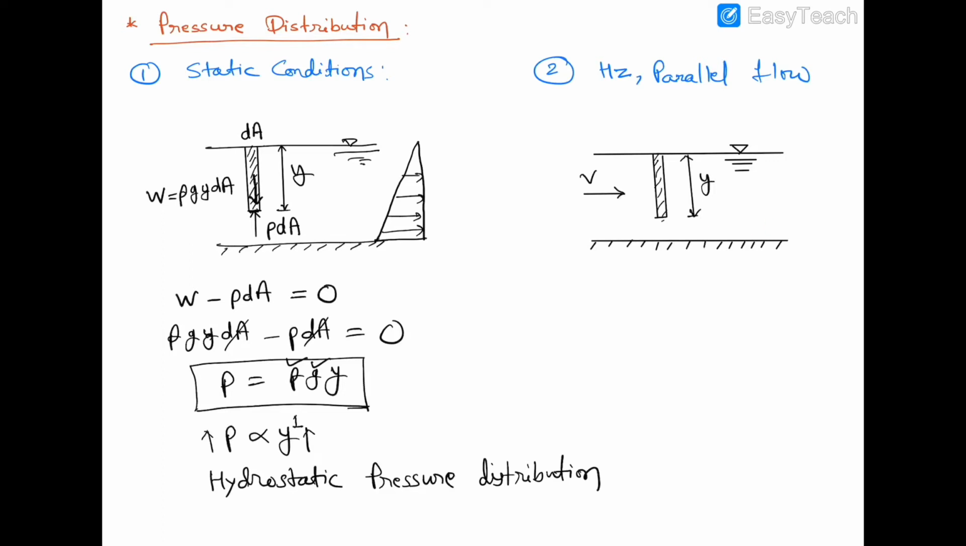Now, since there is no acceleration in the direction of flow, the resulting force in the direction of flow, that is in the horizontal direction, will be 0. And if we resolve the forces in the vertical direction, then again the result will come out to be P is equal to rho g y. Which means in this case also the pressure distribution will be hydrostatic pressure distribution. Clear?